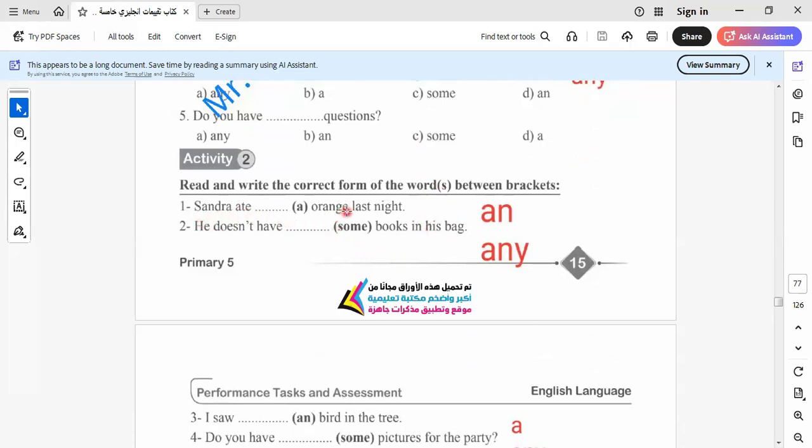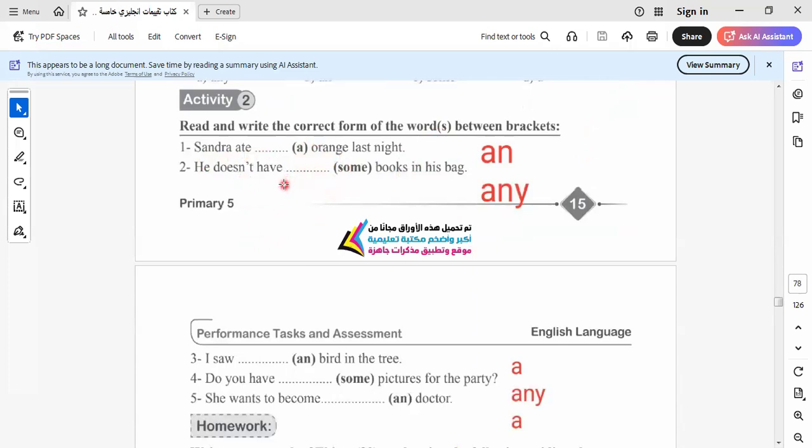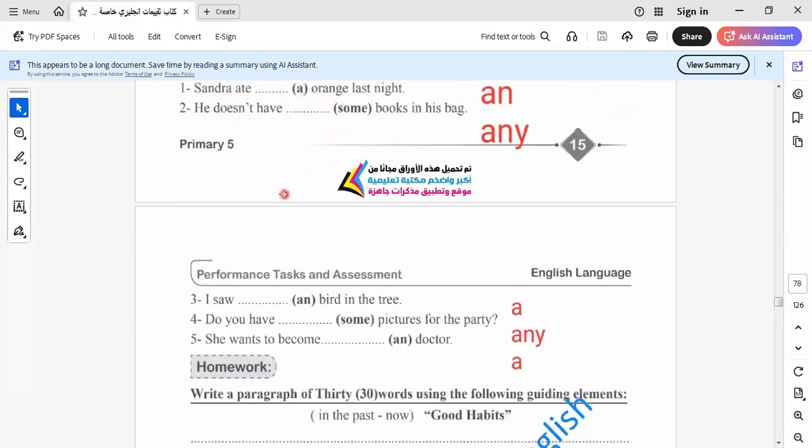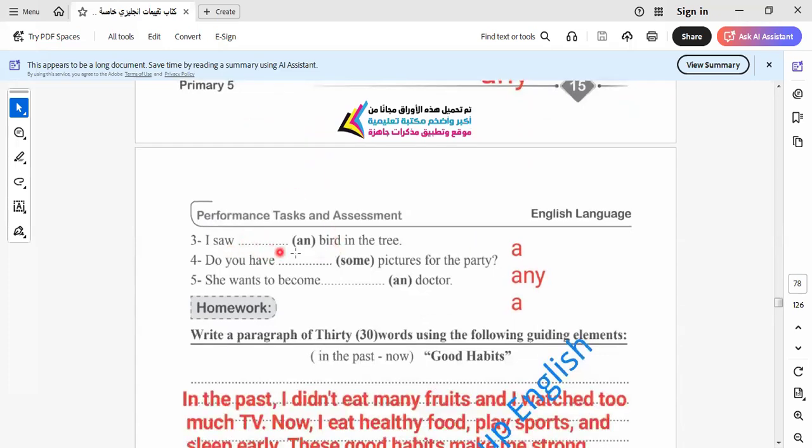Sandra ate an orange. Why? Because here the word starts with a vowel sound. I think all of us know this. Here is "doesn't", so it will be "any". Why "any"? Because as we know, "any" is used with negative and question forms. Here we say, I saw a bird. Do you have any? I want to become a doctor.